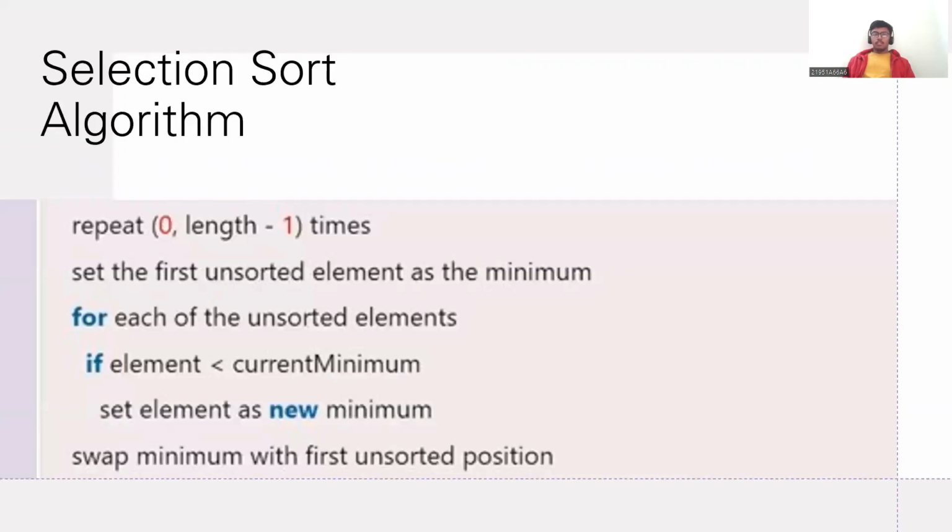Selection sort algorithm. Repeat 0 to length minus 1 times. Set the first unsorted element as the minimum. For each of the unsorted elements, if the element is less than the current minimum, set the element as the new minimum. Swap the minimum with the first unsorted position. This is the selection sort algorithm.